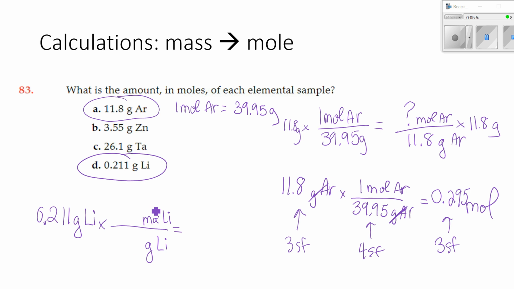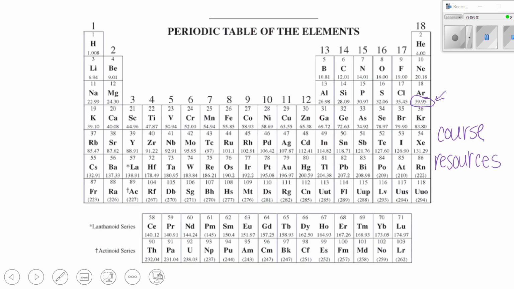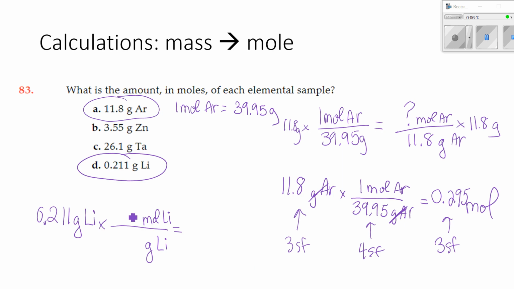So this is what we call a conversion factor. It's something where we have a known relationship, and where we find this relationship is on the periodic table. So if you look back over here at your lithium, what the periodic table tells us is that 1 mole of lithium weighs 6.94 grams. So 1 mole of lithium weighs 6.94 grams. So 0.211, again, I'm going to do this real time in my calculator.